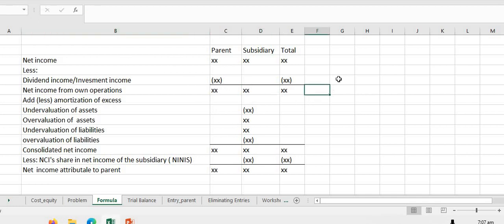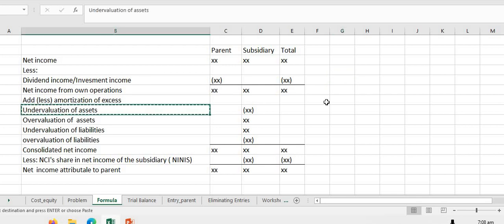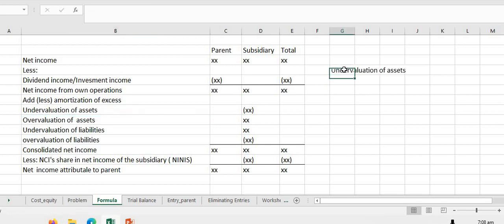Say for example, for undervaluation of assets. For assets, we have depreciable assets and non-depreciable assets. Say for example, we have depreciable assets such as equipment.